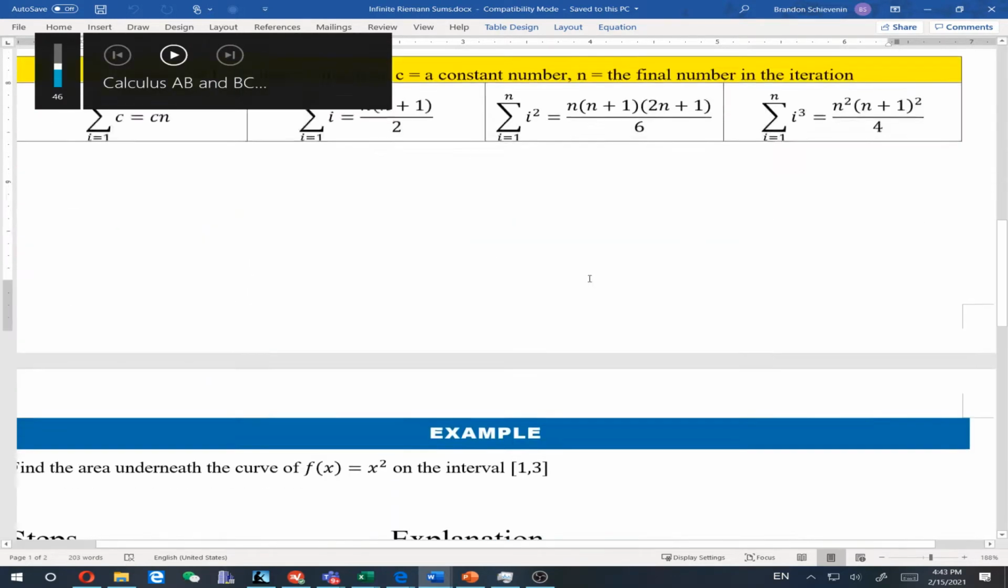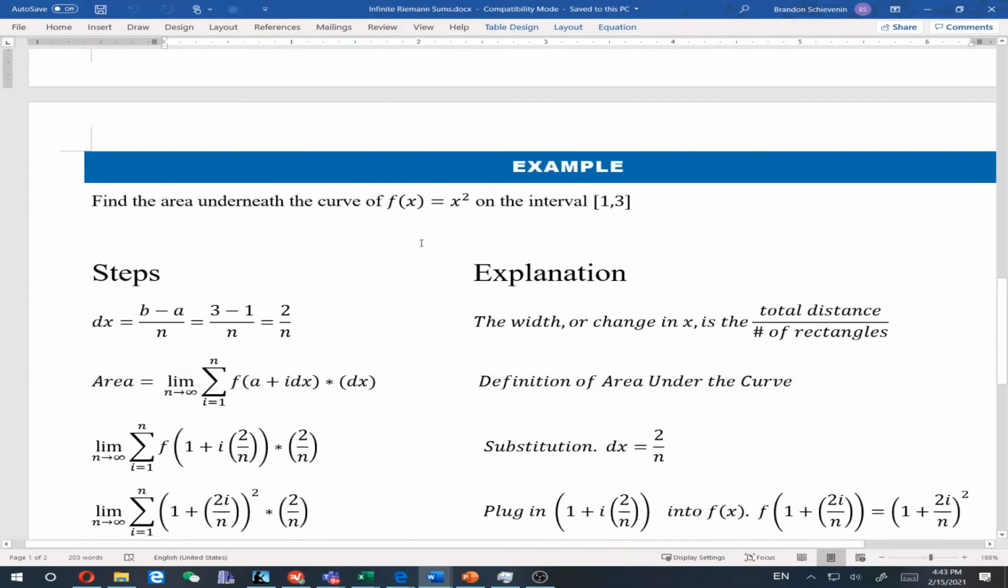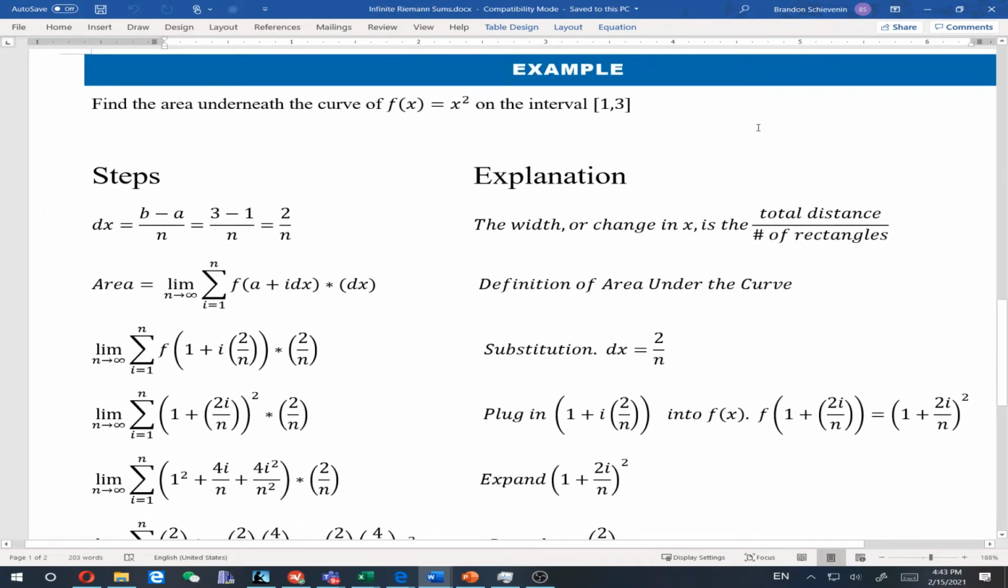Alright, so here's one example of how that could work. We're finding the area underneath x squared from 1 to 3. So from 1 to 3 with infinitely many rectangles, our n number of rectangles would be infinity. Our distance between our start point and end point is 3 minus 1, or 2. So my change in x is 2 over n.